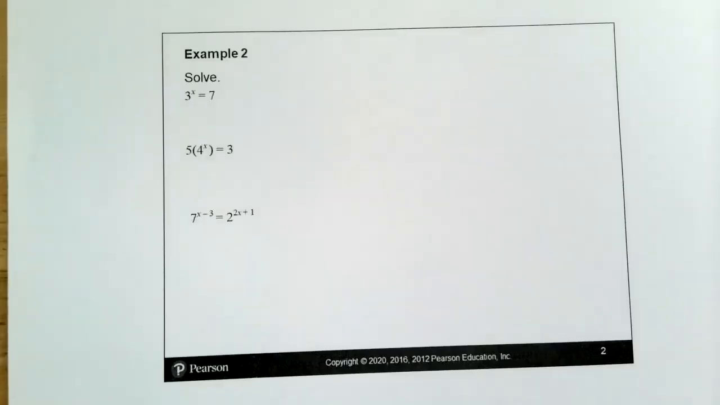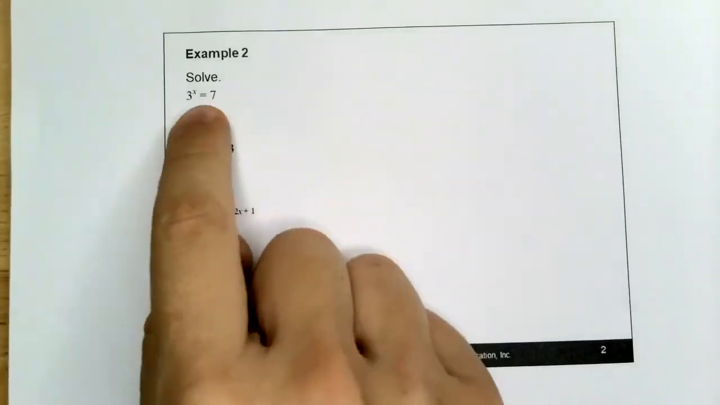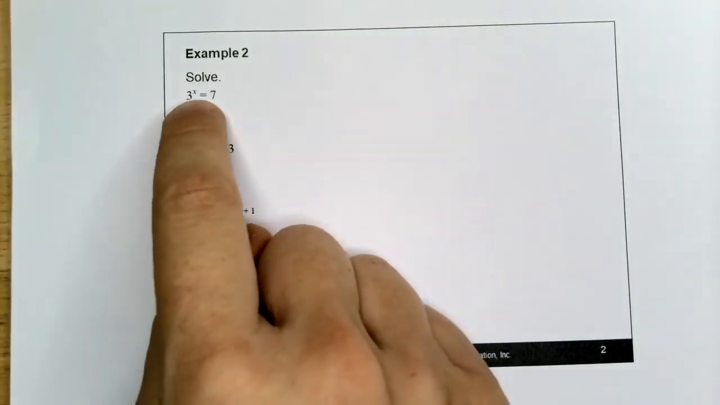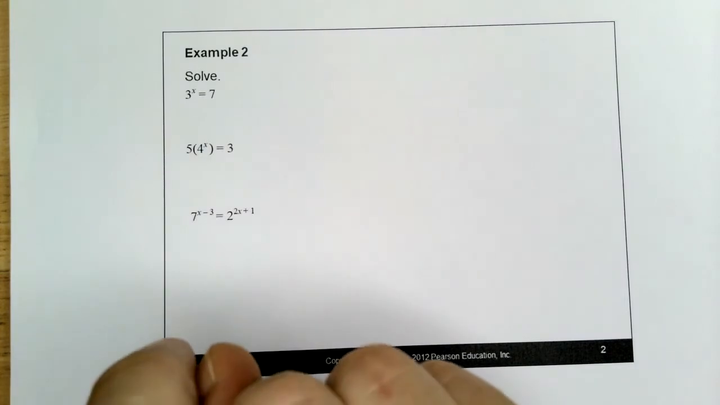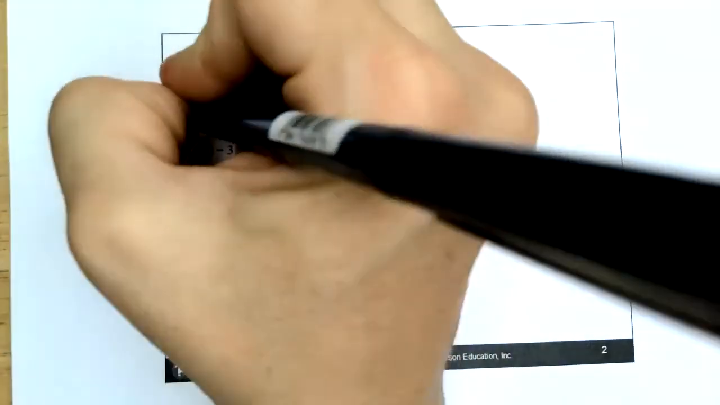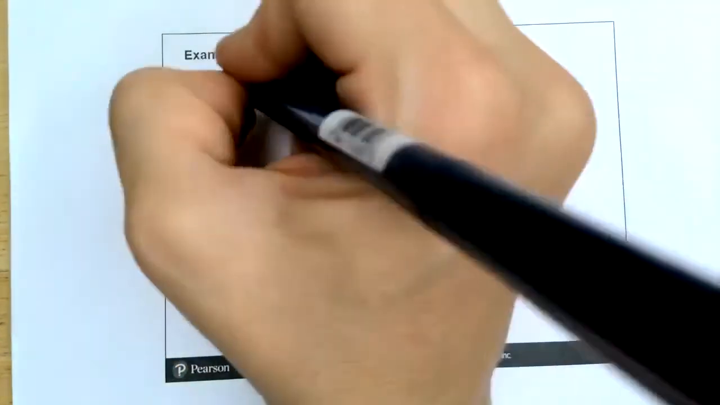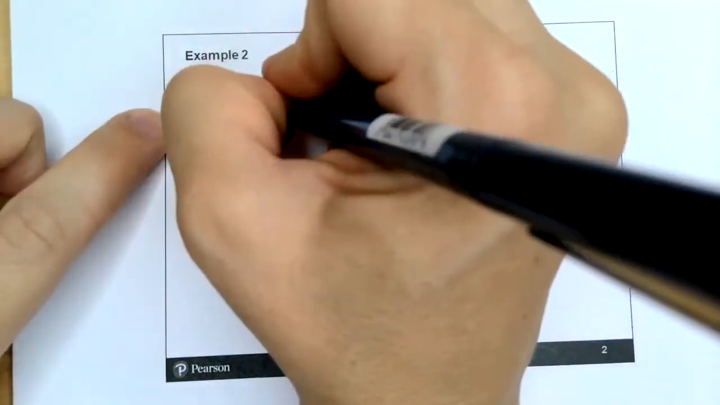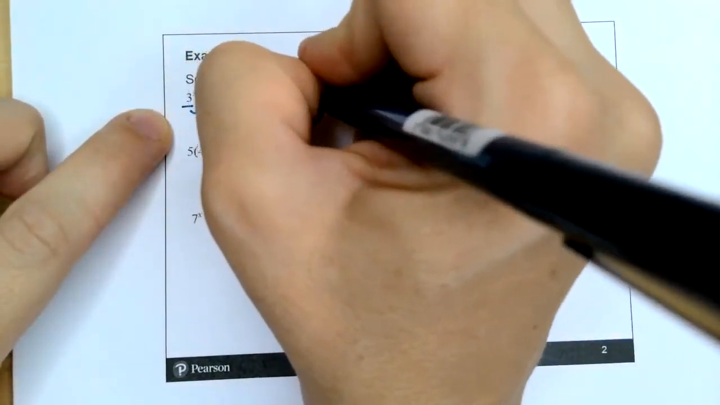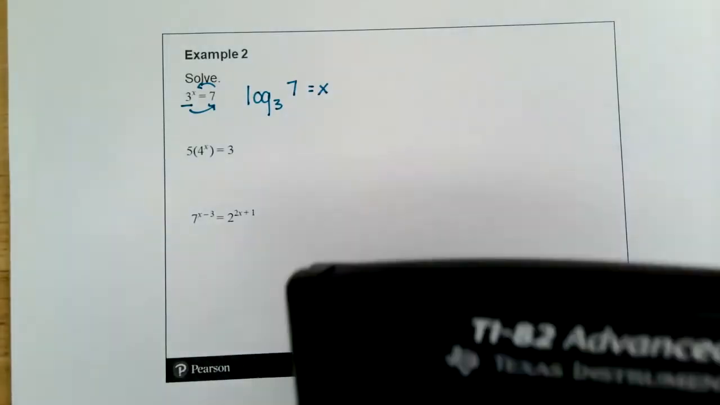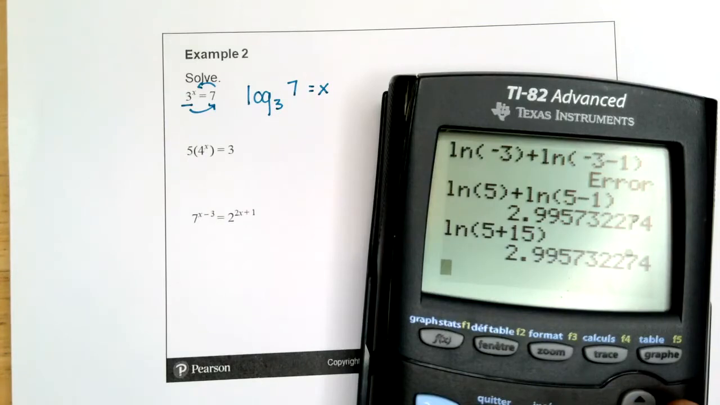All right, for these last 3 examples, we have x in the exponent, the variables in the exponent, so we need to convert them to a logarithmic expression in order to solve them, okay? So we remember we start with the base and we go in a circle. So here we have log base 3 of 7 equals x. Good. Now you just put that into your calculator.